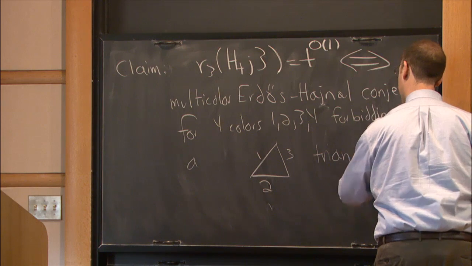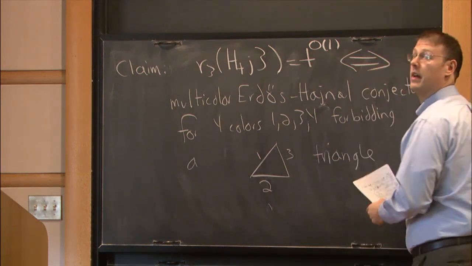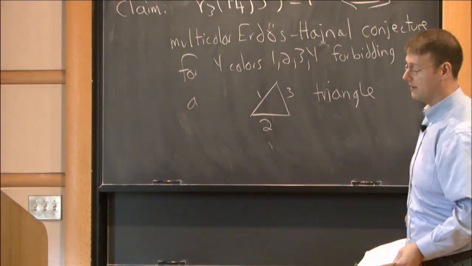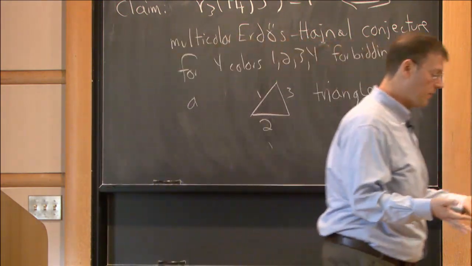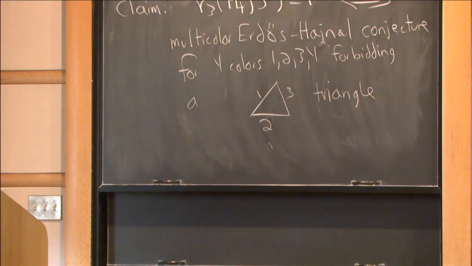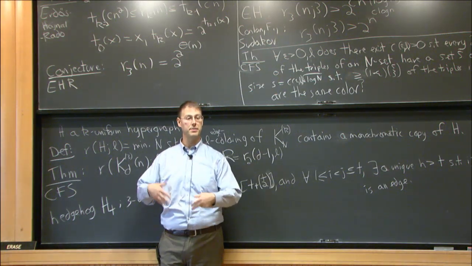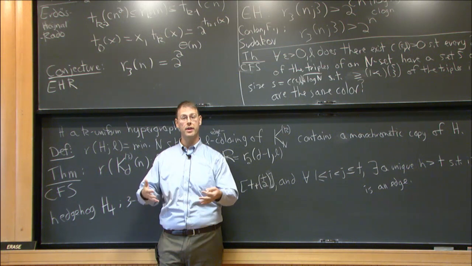So I'll explain what the Erdős-Hajnal conjecture is. Whenever we have a graph on n vertices, it always contains a clique or independent set on the order of log n, and this is best possible. This is what we basically started with.